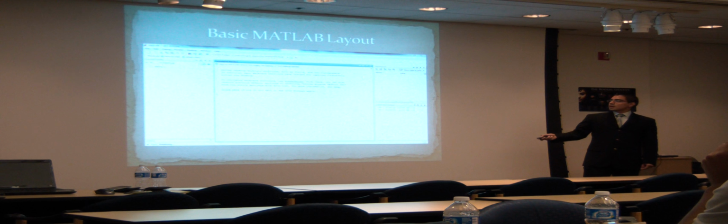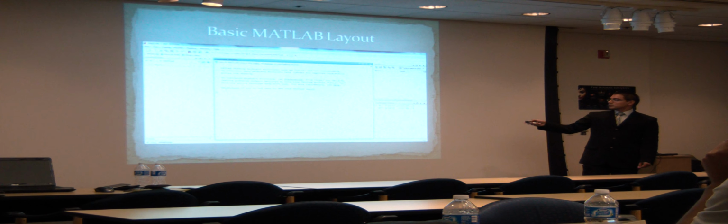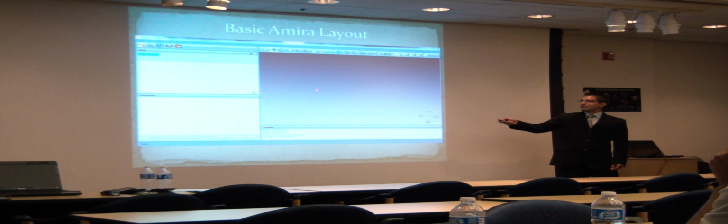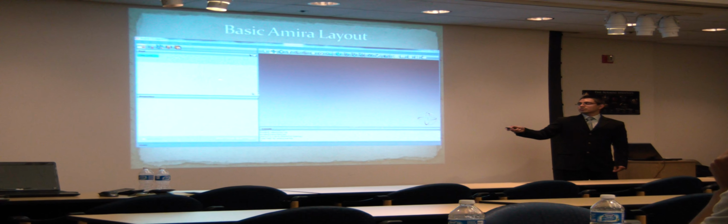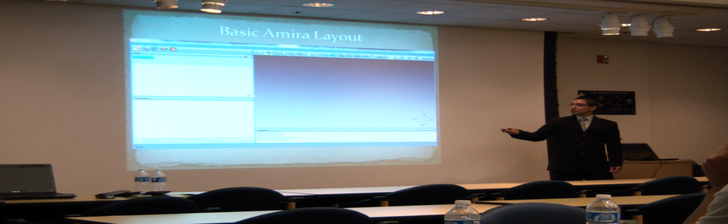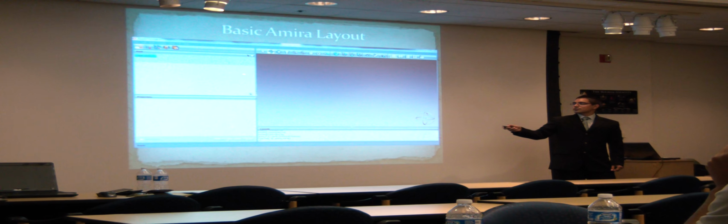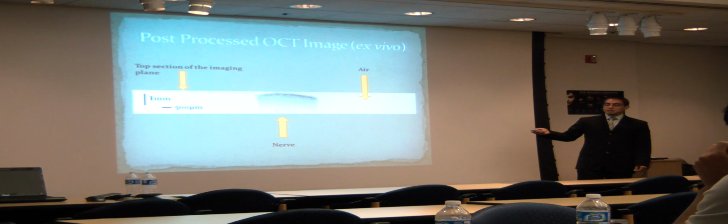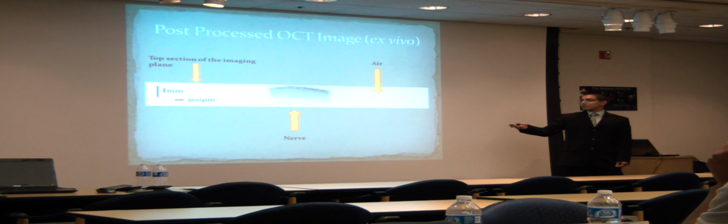This is the basic layout of MATLAB, the command window, previous commands, and here's the layout of AMIRA. Here you have your 3-dimensional volume. Here you place your images and it'll stack them into a volume. And here are the properties for whatever you have in here. This is what post-processed imaging using MATLAB looks like, you get this type of image.